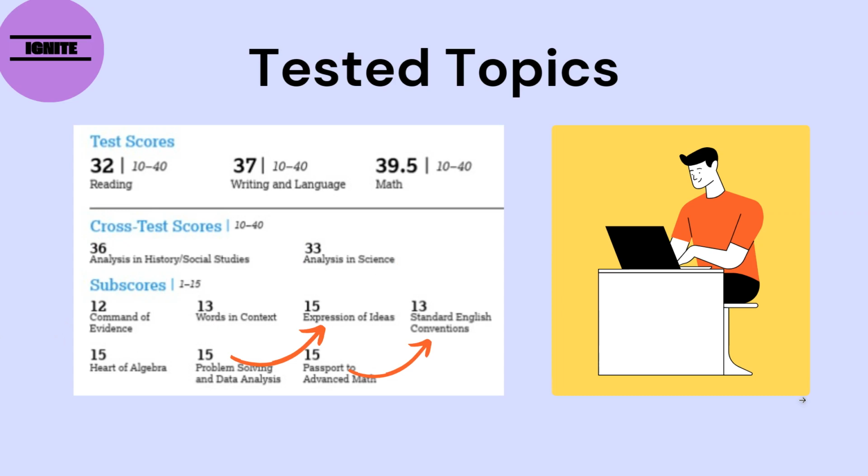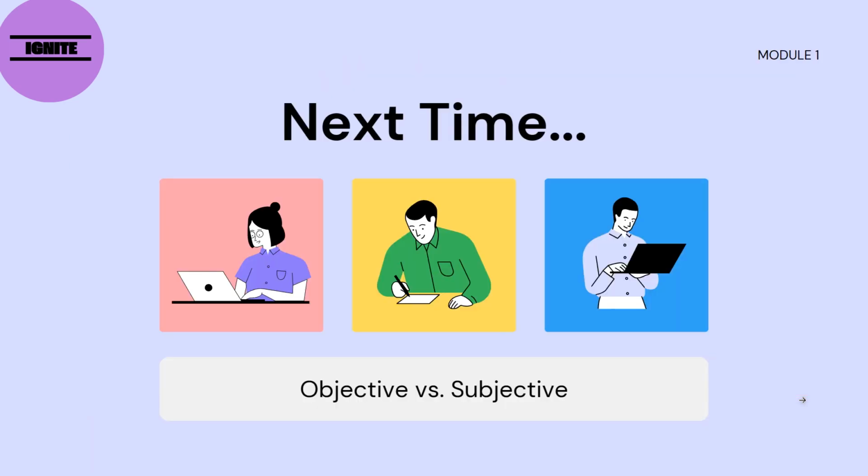As for the writing section, an expression of ideas, which includes punctuation and grammar, and standard English conventions, which include other ideas such as transitions. These are going to be found in the writing section. And lastly, the math section contains the heart of algebra, problem solving and data analysis, and passport to advanced math. Now, all of these ideas will be covered in our modules containing the reading, writing, and math sections. Next time, in Lesson 2, we'll be covering objective versus subjective questioning and thinking.